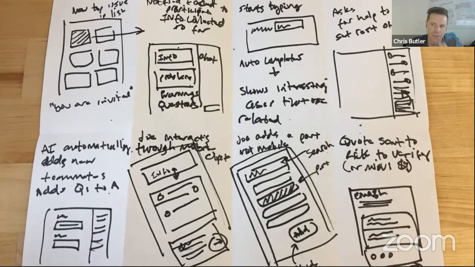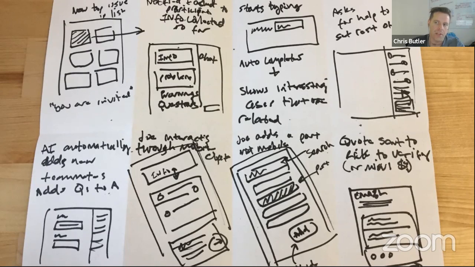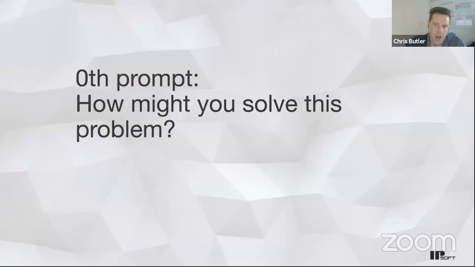What's really interesting about this is what we've used when it comes to trying to understand what the pieces or components are that are important for this particular solution. We use different prompts for each one of these things. The 0th prompt is really just, how might you solve this? It's how you as an individual think about solving this particular problem, not really constraining yourself in any particular way other than the how might.